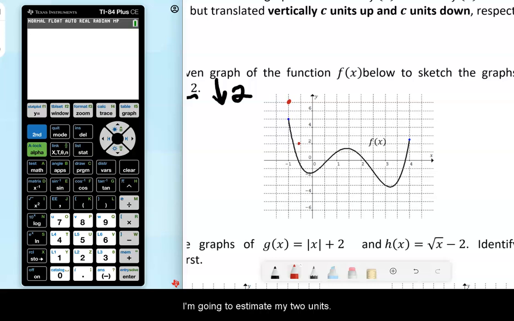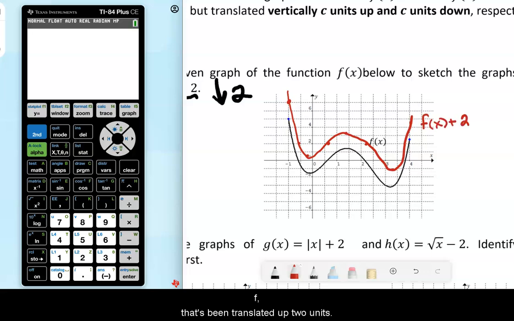There's a minimum here. I'm going to estimate my 2 units. There's 1 unit, there's 2 units. That's my minimum. I have another x-intercept at this point, so I'm going to move up 1, 2. Maximum at this point, up 1, 2. And you just continue on until you have the shape of the graph sketched out well enough that you can sketch it in with it translated 2 units up. Okay, so I think that's enough. And that's the translated graph f of x that's been translated up 2 units.